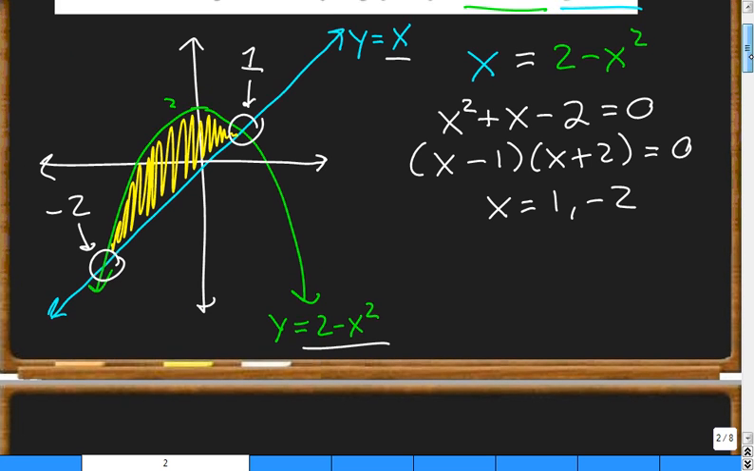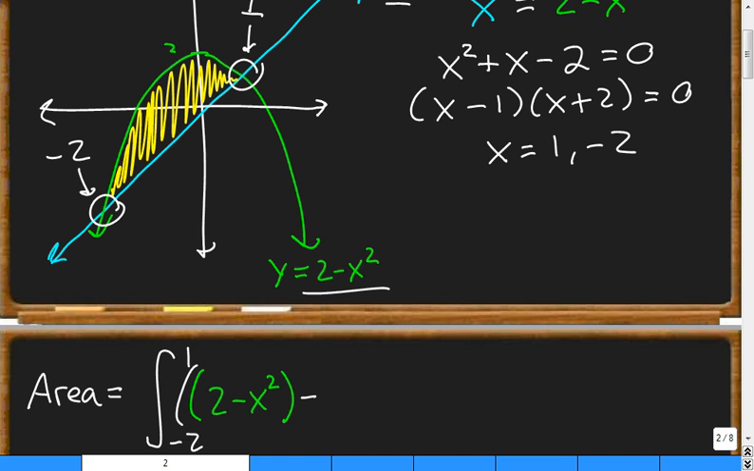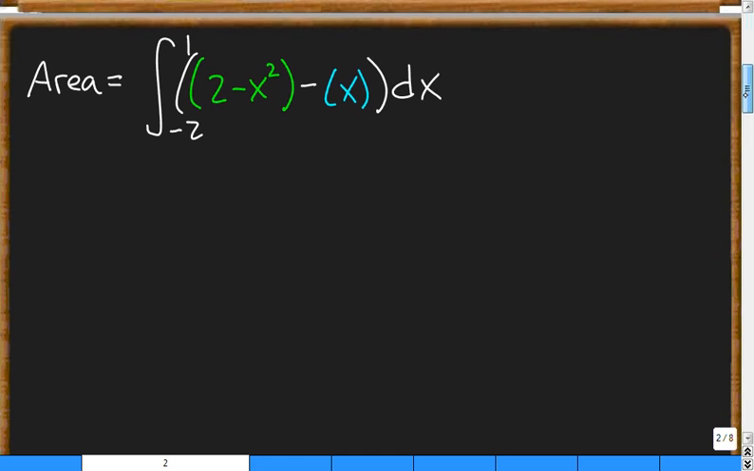And so based off of this information, my area equals the integral from negative 2 to 1, because we found those points, of our first function, which is 2 minus x squared, minus our second function, which is x. And of course, we do this with respect to x. So now once we've set it up, now it's just like a normal definite integral. So we just have to go forward and solve this.